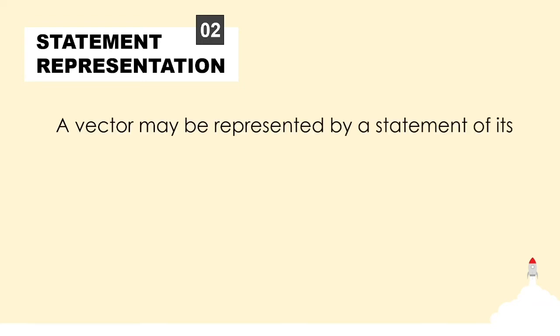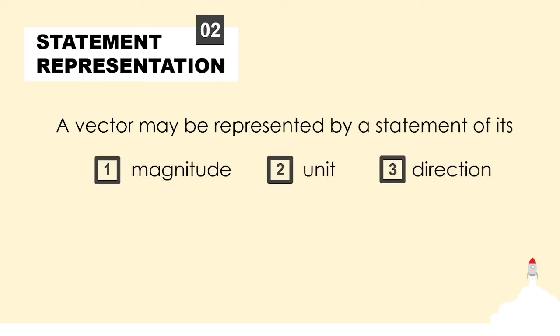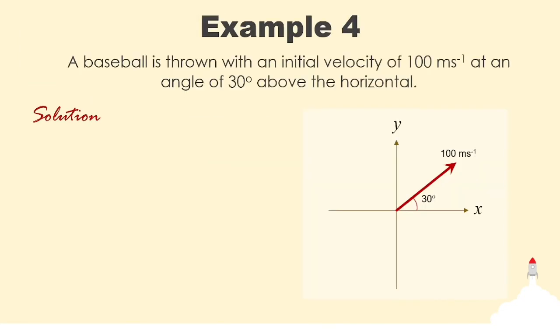Now, let us discuss the second way to represent a vector, statement representation. A vector may be represented by a statement of its magnitude, unit, and direction. Let us try example 4. A baseball is thrown with an initial velocity of 100 meters per second at an angle of 30 degrees above the horizontal.